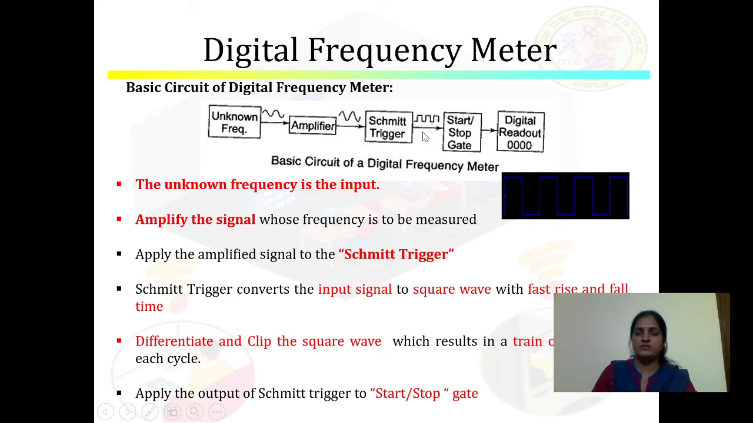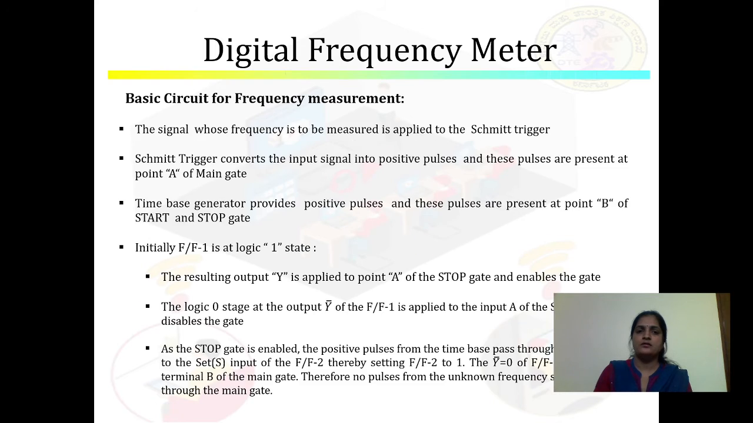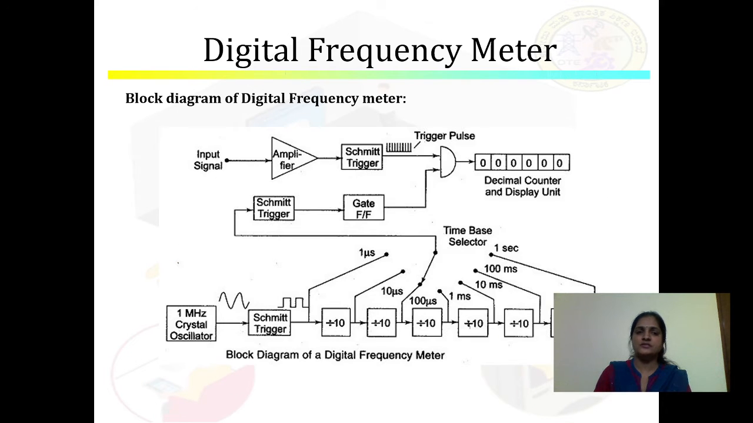The same train of pulses will be applied to the start and stop gate in order to measure the frequency of this unknown physical quantity. An unknown frequency can be measured first by converting the oscillations into a train of pulses. Then finally we measure the interval, and the interval between the start and the stop of that gate gives the unknown frequency. This is the actual block diagram of a digital frequency meter.